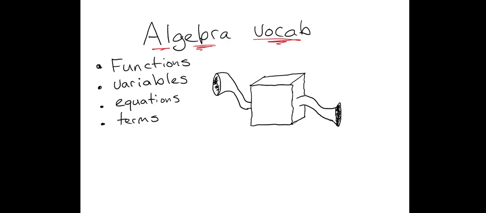Let's start with the basic vocabulary of algebra. We're going to be talking a lot about these four things in the introduction to algebra: functions, variables, equations, and terms. Being able to understand what they are will help you now to learn algebra, and will help you later on when you come to do more advanced, trickier mathematics like calculus and statistics.